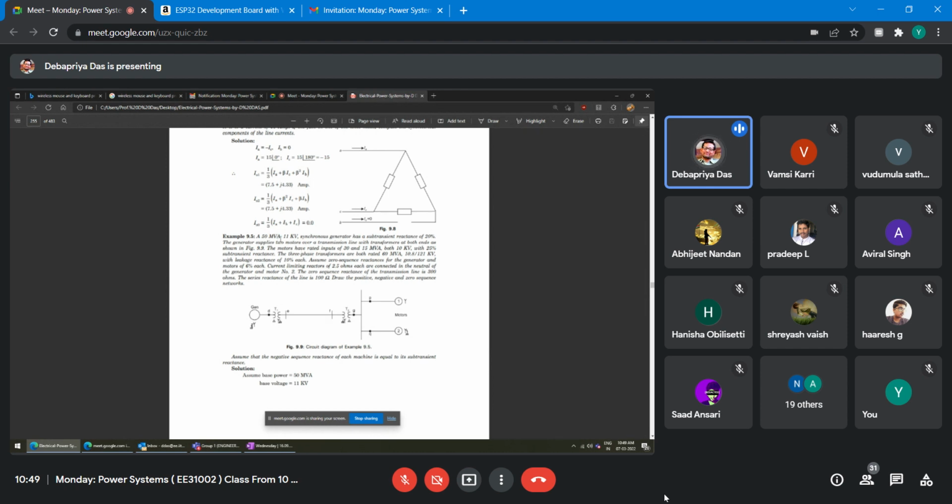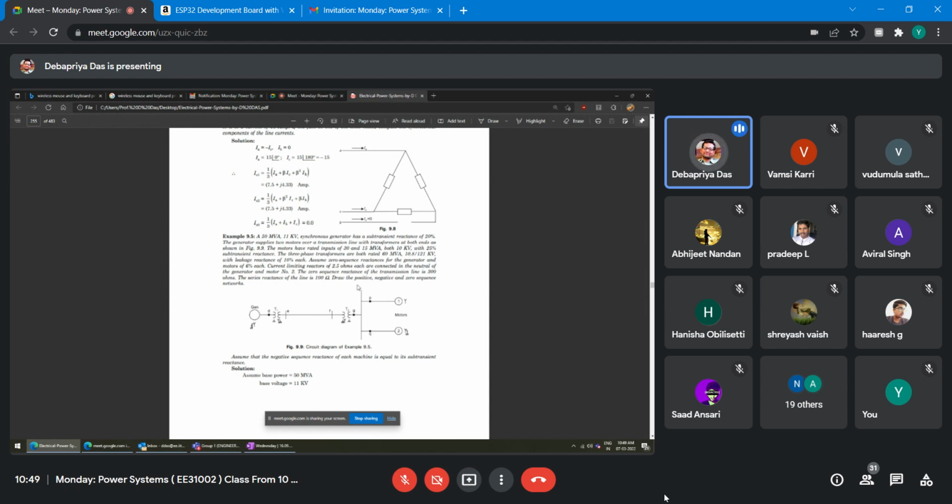A 50 MVA, 11 kV synchronous generator has a subtransient reactance of 20%, that is 0.2 per unit. The generator supplies two motors, motor 1 and motor 2, over a transmission line with a transformer at both ends as shown in figure 9. This is a transformer, this is a transformer. The motors have rated inputs of 30 and 15 MVA. This is 30 MVA, this is 15 MVA.